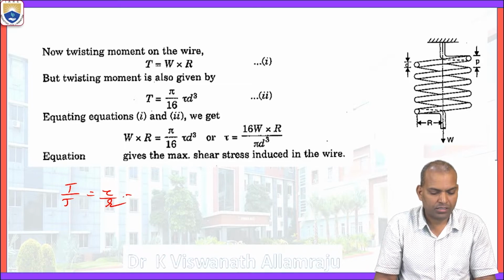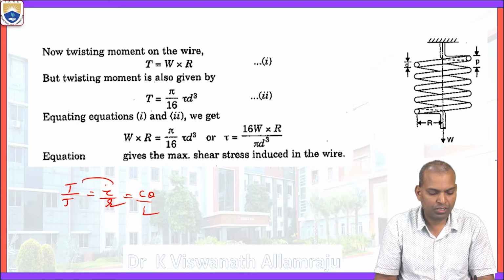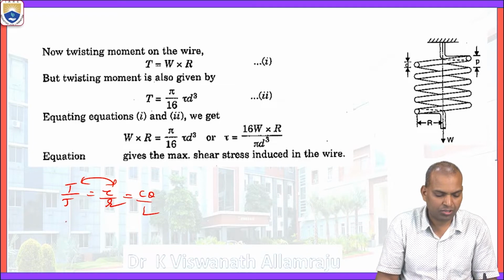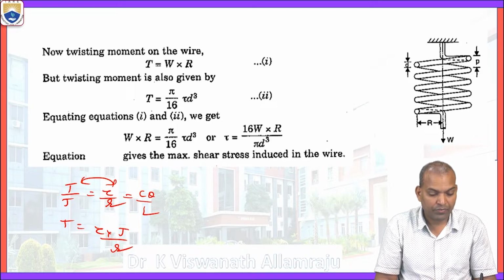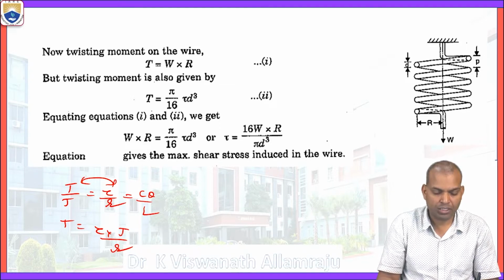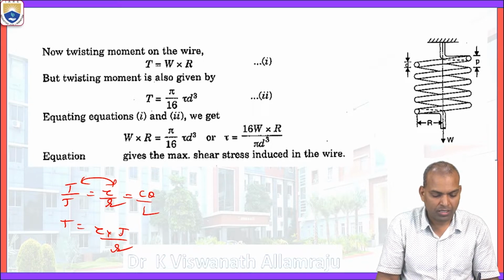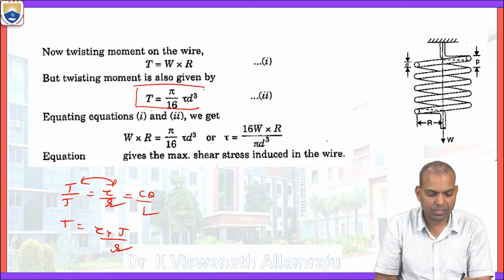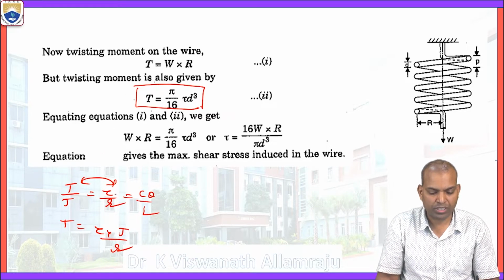From that, or Cθ by L. By using these two equations, we calculated the torque T equal to τ times J by R. If you substitute J, that is πd^4 by 32, and R equal to d by 2, you will get T equal to π by 16 times τ d cube.